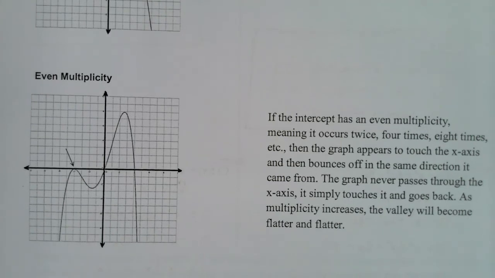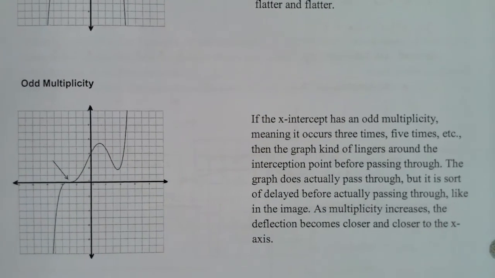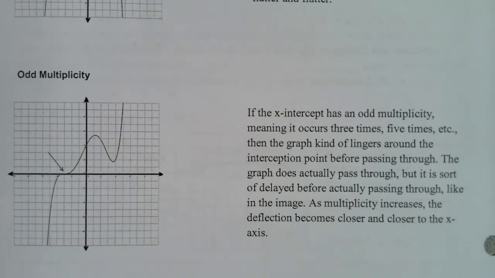And last but not least, odd multiplicity, but not 1. We talked about multiplicity of 1. Odd multiplicity that's not 1. So if the x-intercept has an odd multiplicity, meaning it occurs 3 times, 5 times, 7 times, etc., then the graph kind of lingers around the intersection point before passing through. The graph does actually pass through, but it is sort of delayed before actually passing through, like in the image. As the multiplicity increases, the deflection becomes closer and closer to the x-axis.